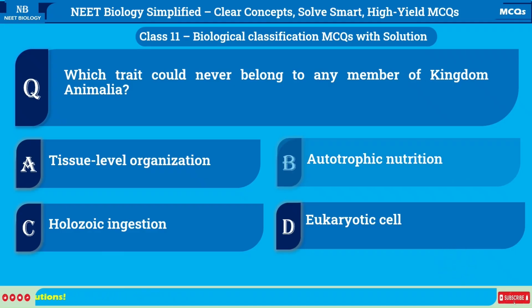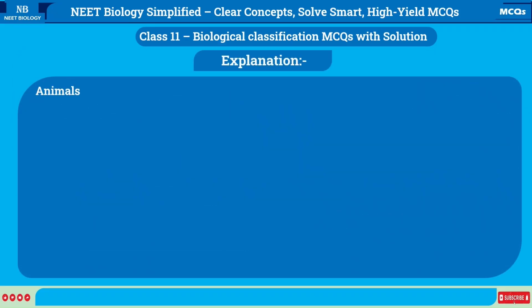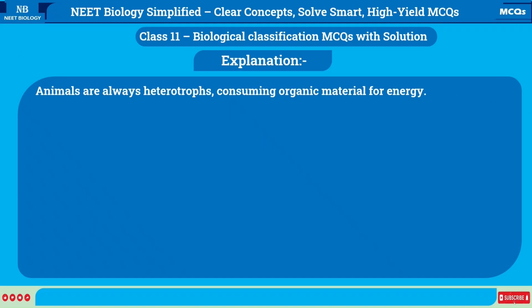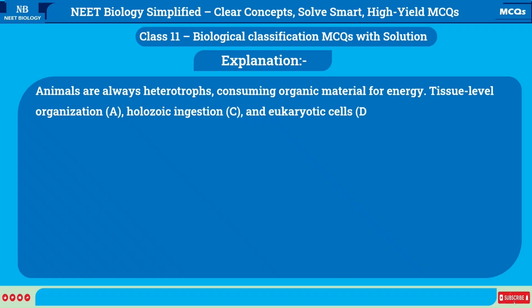Correct answer is B. Autotrophic nutrition. Explanation: animals are always heterotrophs, consuming organic material for energy. Tissue-level organization, A, Holozoic ingestion, C, and eukaryotic cells, D, are all characteristic of animals, making them incorrect choices.